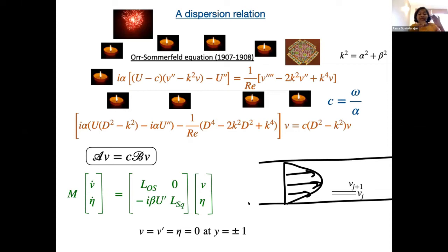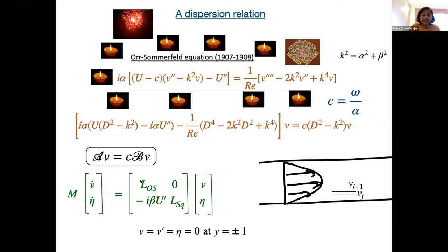So I started with 4 things. Remember U, V, W, and P. I can shrink it to 2 by eliminating pressure and clubbing all the other things in terms of wall normal vorticity eta. So vorticity in this direction and velocity in this direction. And now I get the Orr-Sommerfeld operator, which is just this guy, and then the Squire operator, which I've not written down, and I get an off-diagonal term.